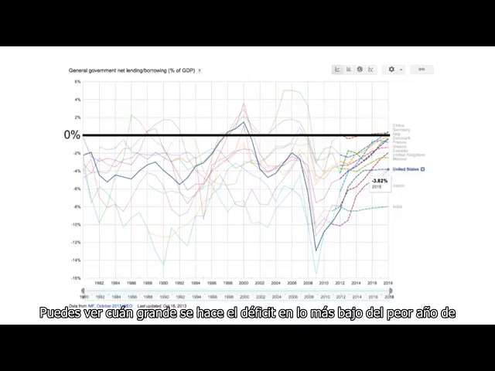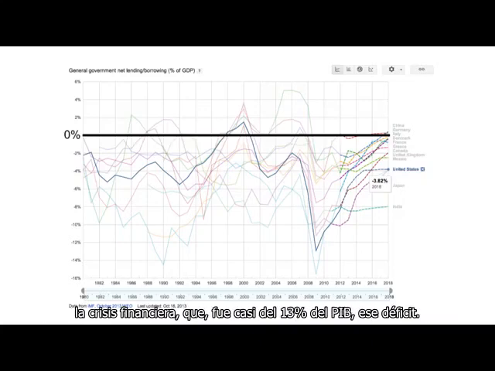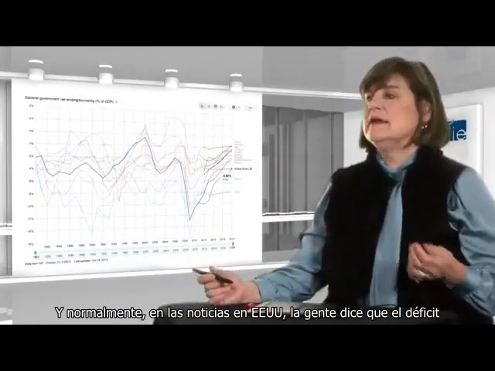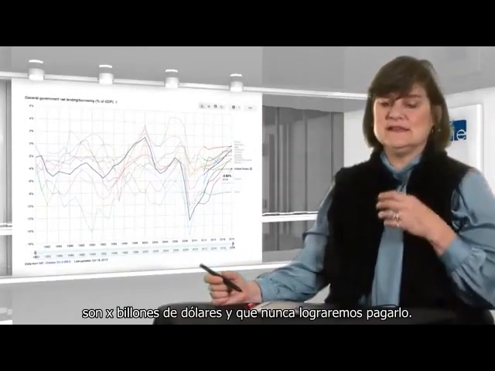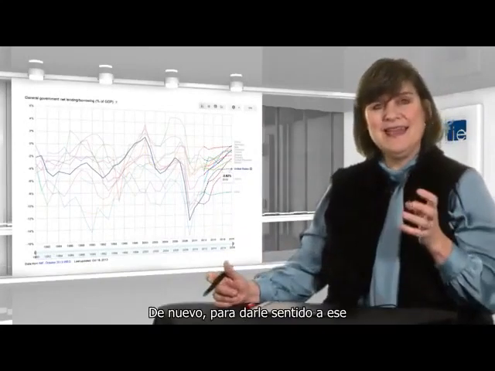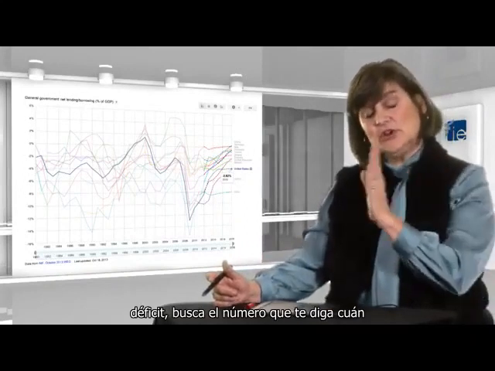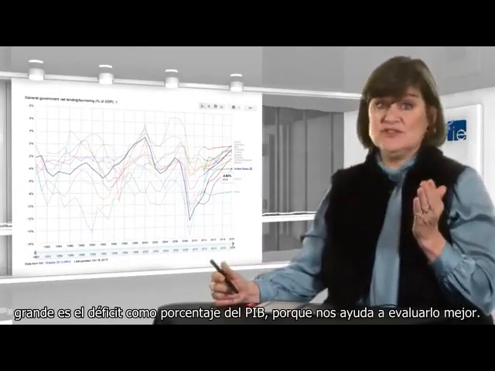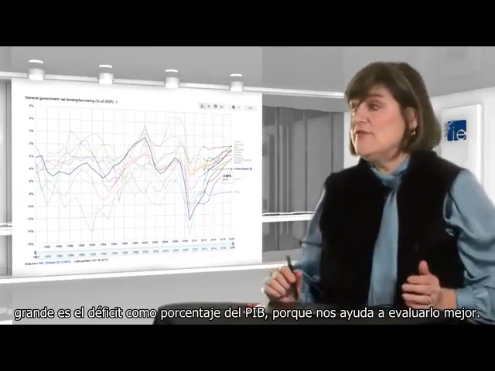You can see how large that deficit gets at the bottom of the worst year of the financial crisis, which was almost 13% of GDP. Now, normally in the U.S. papers, people are saying the deficit is X trillion dollars and we'll never be able to repay it. Again, in order to make sense of that deficit, look for the number that tells you how big that deficit is as a percent of GDP, because it helps us to evaluate it better.